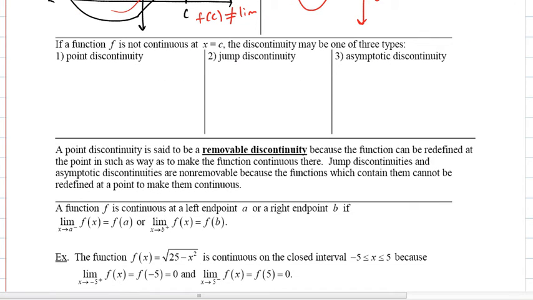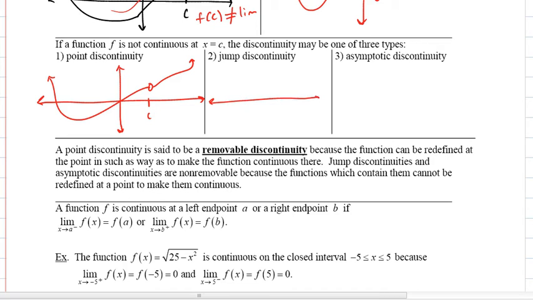Now I want to talk about three types of discontinuities. The first type is called a point discontinuity. Pretty much, it is example A all over again. In other words, the graph exists except for a single point, which is right here. That is a point discontinuity.